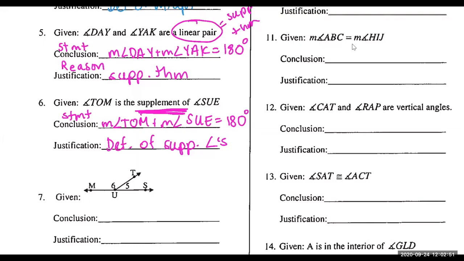Okay, number 7, there's no words given, just a diagram. Would you say that those angles form a linear pair? Yes. Okay, so that again is your keyword. From the diagram, you see that you're given a linear pair. So here we would say the measure of angle 5 plus the measure of angle 6. The statement I can make is that they add up to 180 degrees. Now, what do you think? Is this supplements theorem or is this definition of supplementary angles?